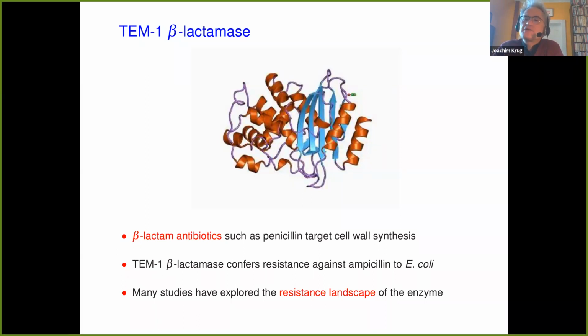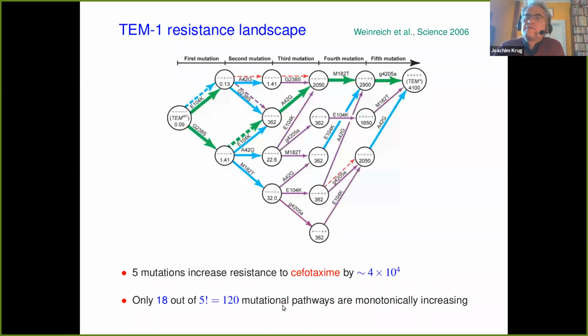And typically what one does is that one exposes this enzyme to a novel antibiotic that it has weak activity against, and then one can see how the enzyme adapts to that. And that then gives rise to a kind of resistance landscape of the enzyme. And this, by now, iconic graph of a piece of the TEM1 resistance landscape appeared already in Dan's talk yesterday, and he is, of course, the author of this seminal work.